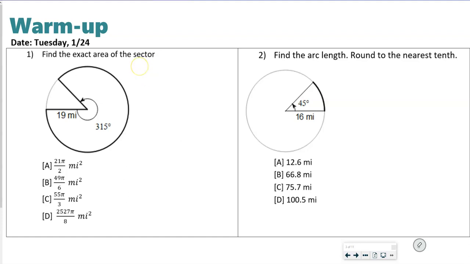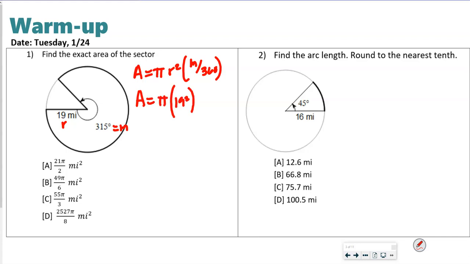So this is area. So we're going to say area is equal to pi r squared m over 360, okay? So what is that? This is our radius, right? And this is our m. So we're just going to plug those into the formula. So area is equal to pi times 19 squared times 315 over 360. Okay, so go ahead and do that in your calculator. 19 squared, if you haven't already, times, and put in parentheses 315 divided by 360.